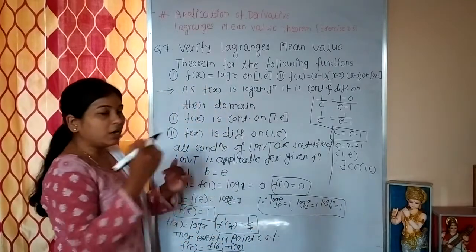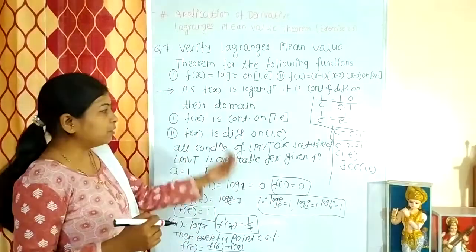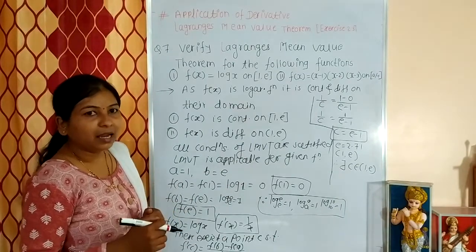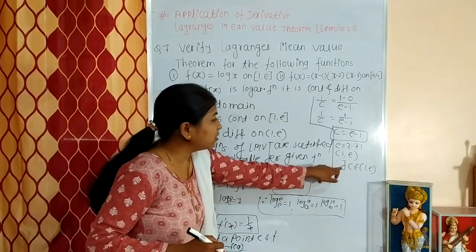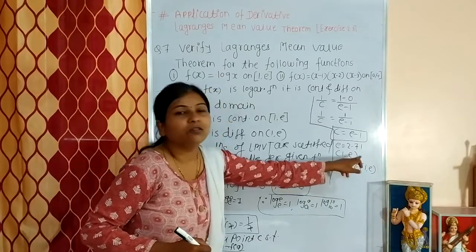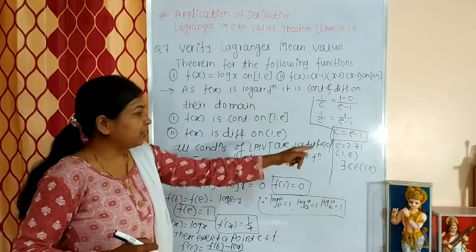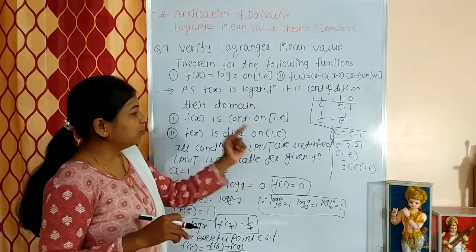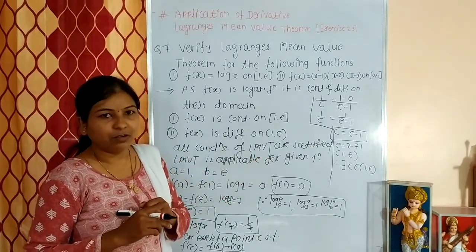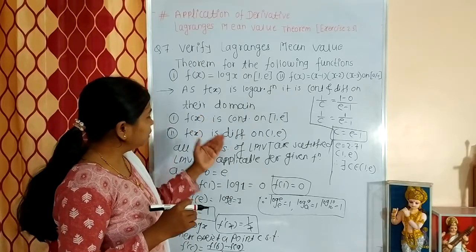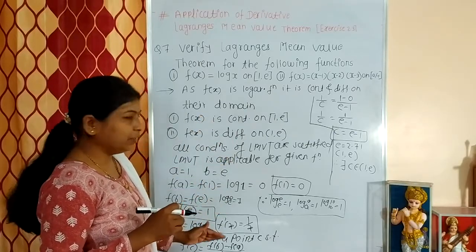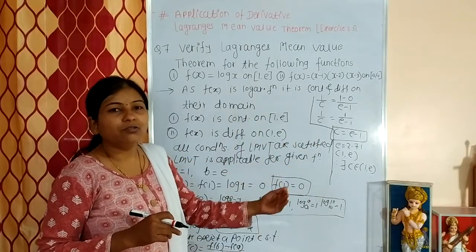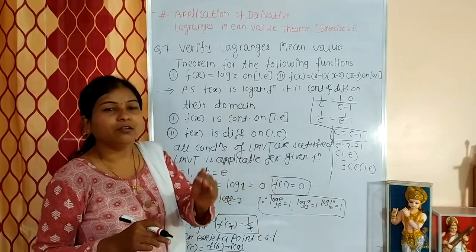Okay, just you have to find the point c, and after that you have to show whether this c lies in the open interval or not. Then this point c lies in the open interval 1 to e. Therefore, this is nothing but the verification of Lagrange's mean value theorem. But we show continuity, differentiability, then derivative, then we find the point c, and then after finding the point c, you have to show whether this c lies in the open interval or not.